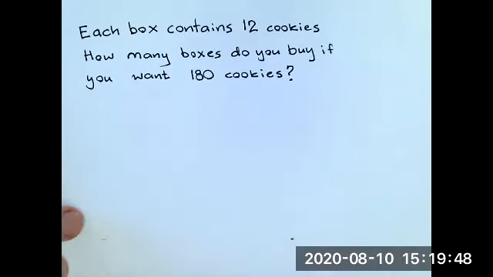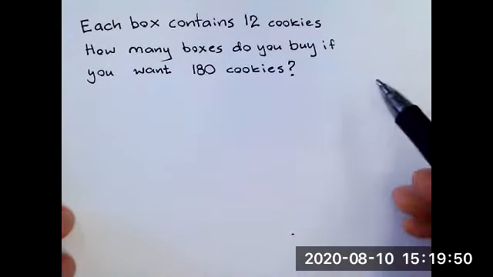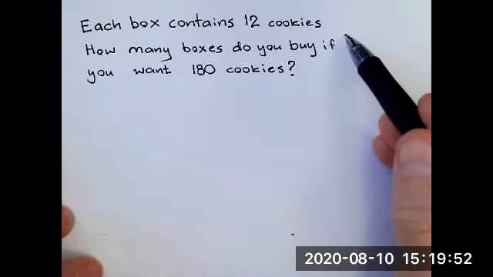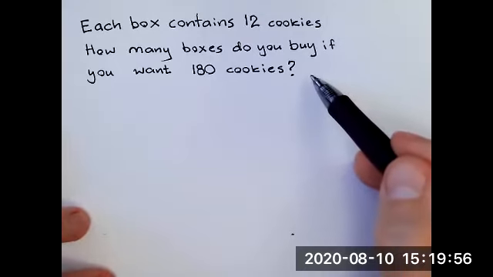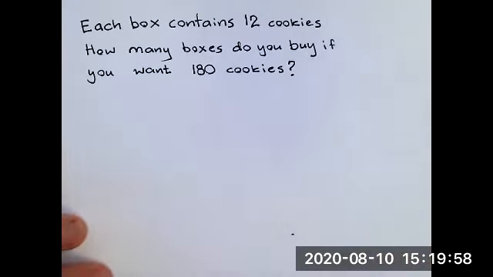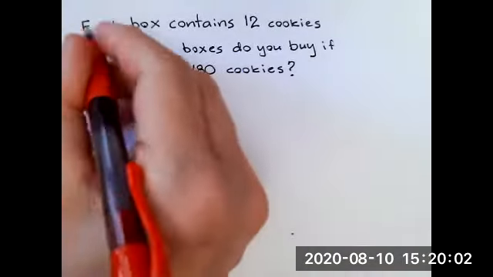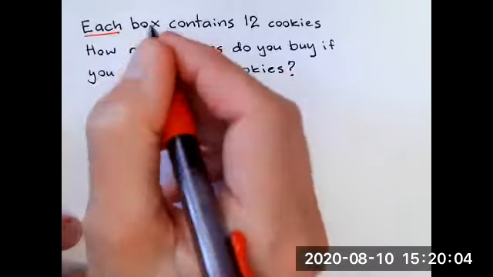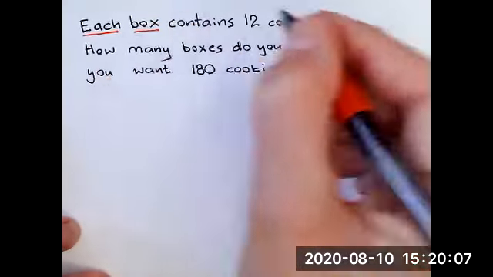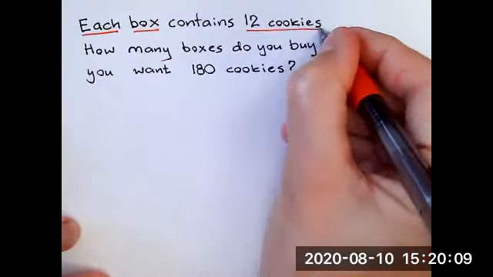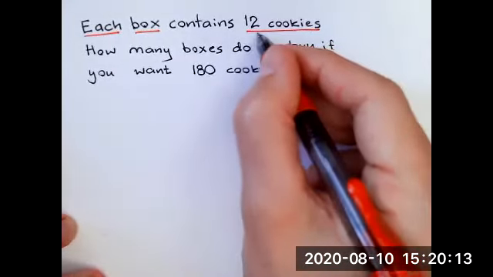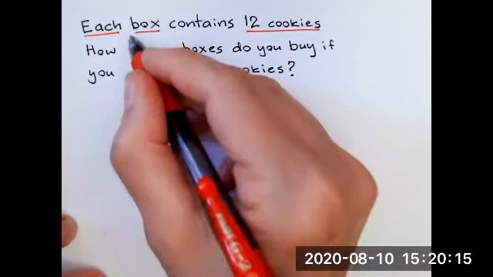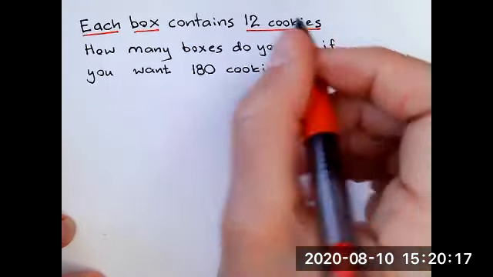Let's do an example. Each box contains 12 cookies. How many cookies do you buy if you want 180 cookies? So you notice that it's a rate word problem because we have the rate word each, relating the number of boxes to the number of cookies. And which makes more sense, cookies per box or boxes per cookie?